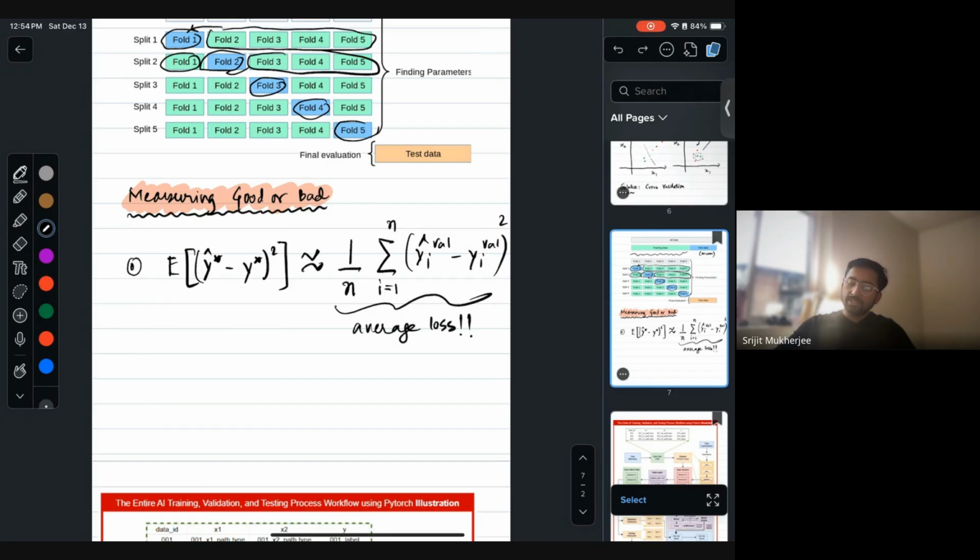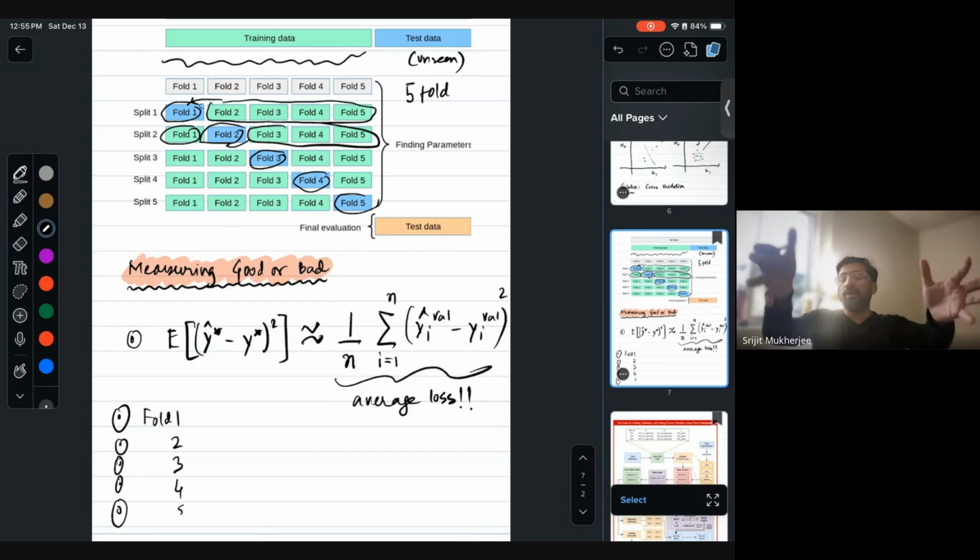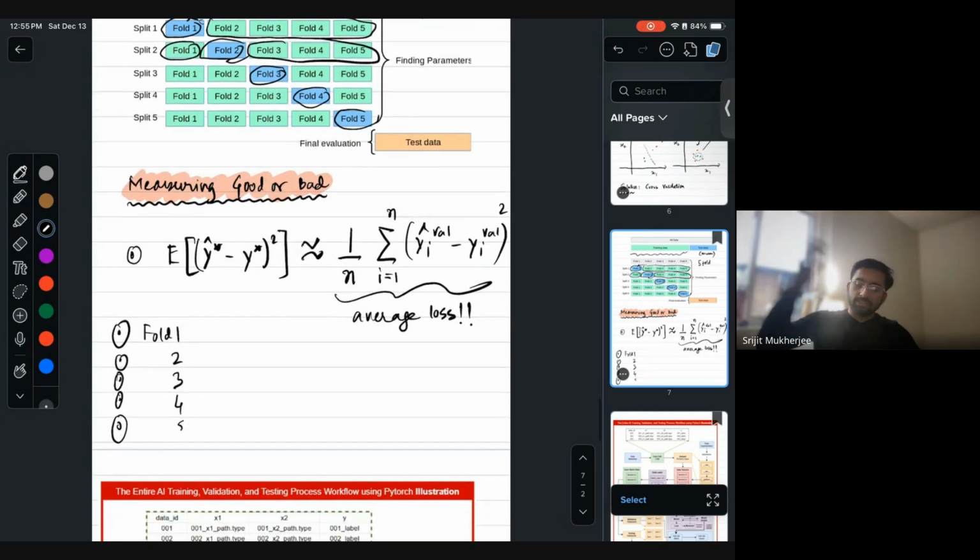So let's say we have fold 1, this is, let's call it loss. So fold 1, fold 2, 3, 4, 5. This is called 5-fold cross validation. In 5-fold it's 1 out of 5, so it's 20%, a 20-80 split. If it's a 10-fold, it will be 1 out of 10, that is 10%, a 10-90 split. So usually we do 3-fold, 5-fold, or 10-fold. But there's a detailed study on that.